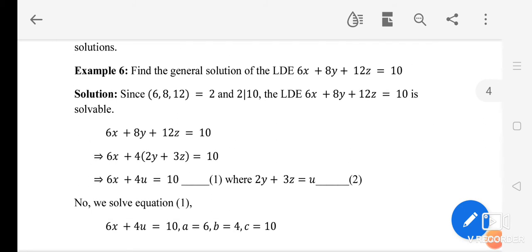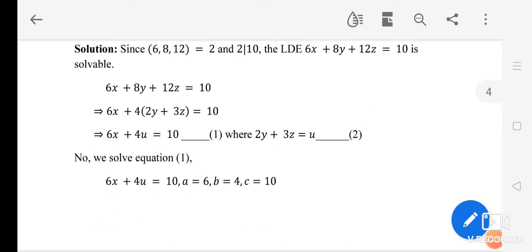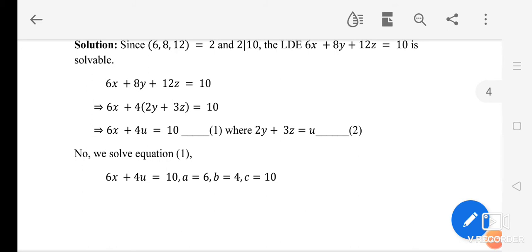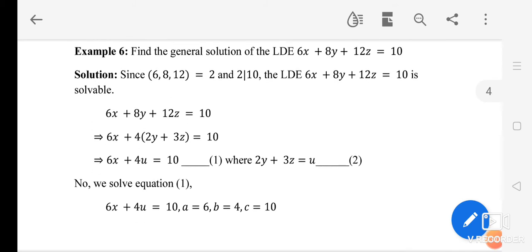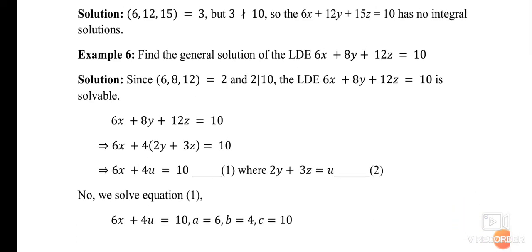So first take the equation 6x plus 8y plus 12z is equal to 10. This equation can be written as 6x plus 4 into (2y plus 3z) is equal to 10. I take 2y plus 3z as u. So we get 6x plus 4u equal to 10, where 2y plus 3z equal to u. Now we solve for u, so that we can find x, y, z. Okay. So now we solve equation 1.